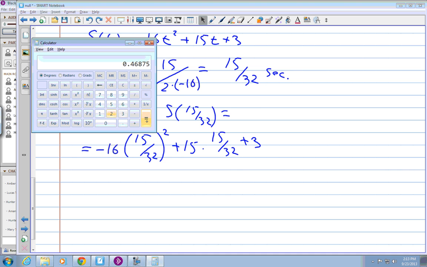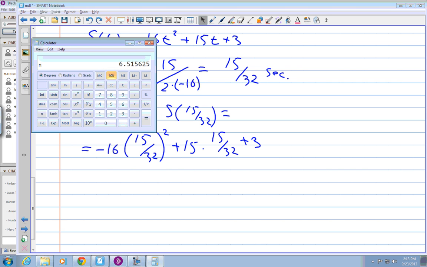15/32, boom. Square that, times negative 16, gives me that much. I'm going to put it in my little memory. Then I'll go 15 over 32 times 15 again, gives me that much. I'm going to put that into my memory, and then I have a 3, I'll put that into my memory. Okay, now how do I get things out of my memory? MR? Yeah. So that's the height.